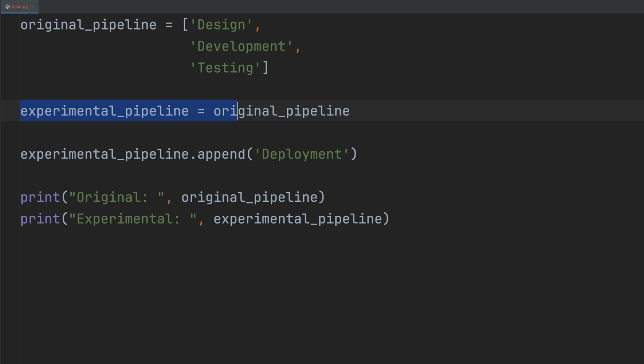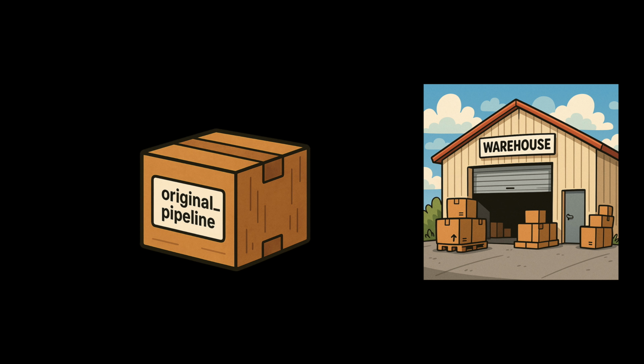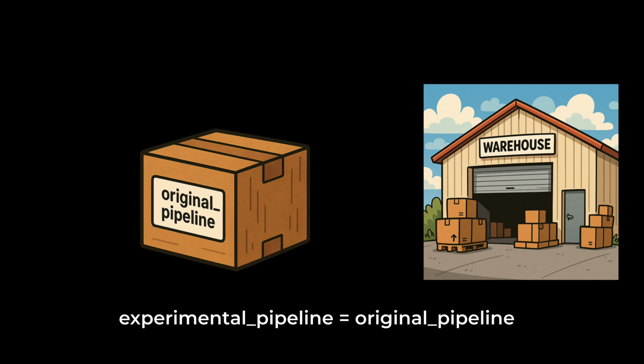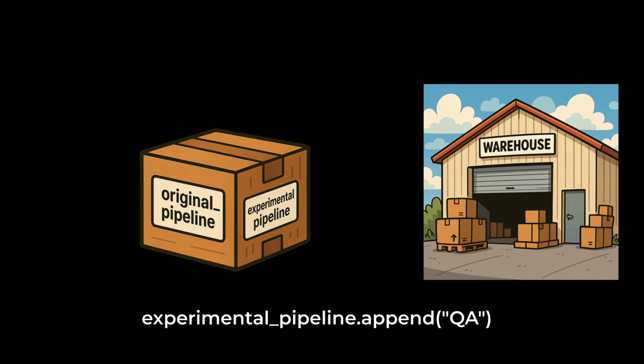So what's really going on here? When you use the equal sign, you're not creating a new list. You're just creating a second name or second label that points to the exact same object in memory. Think of it like this. You have a box in a warehouse holding your stuff. On that box, there's a label that says original pipeline. When you write experimental pipeline equals original pipeline, you don't get a new box. You just slap a second label, experimental pipeline, onto the very same box. Now, it doesn't matter which label you use to open the box and add something, you're still changing the contents of that one and only box.